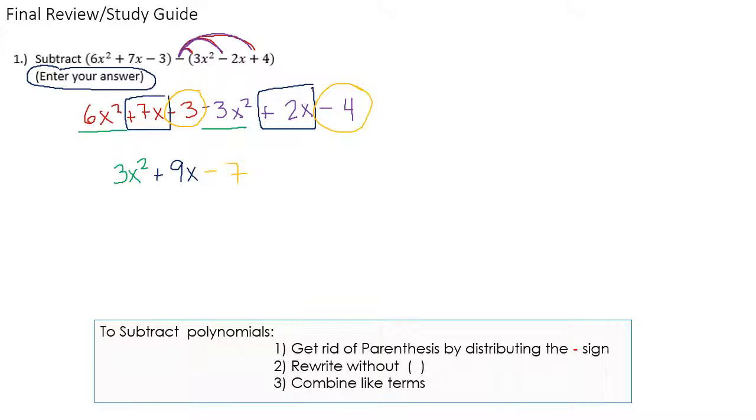So now for our final solution, we just want to check if we can combine any more like terms. 3x squared plus 9x minus 7. We have no more like terms. So this is our final solution.